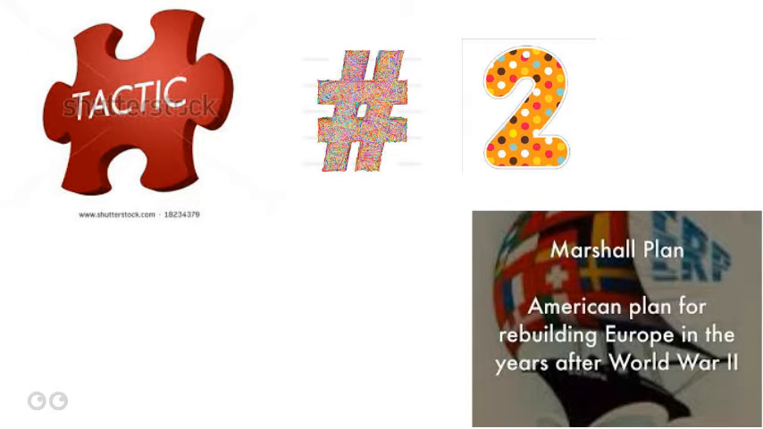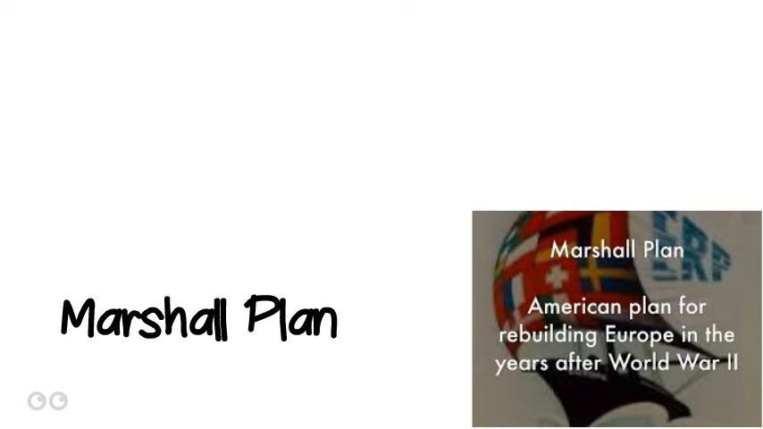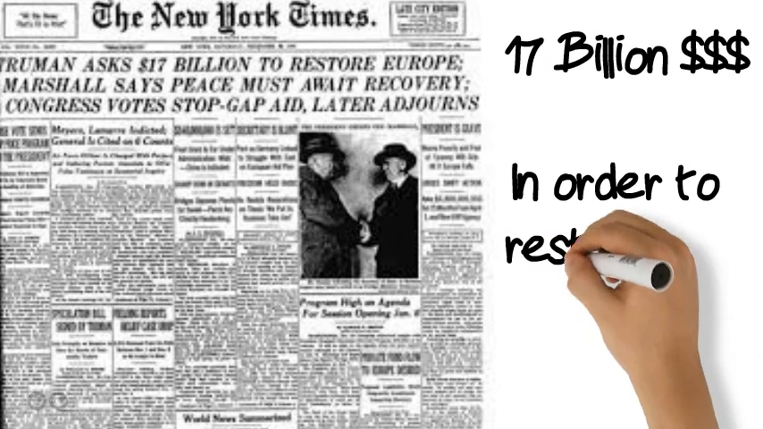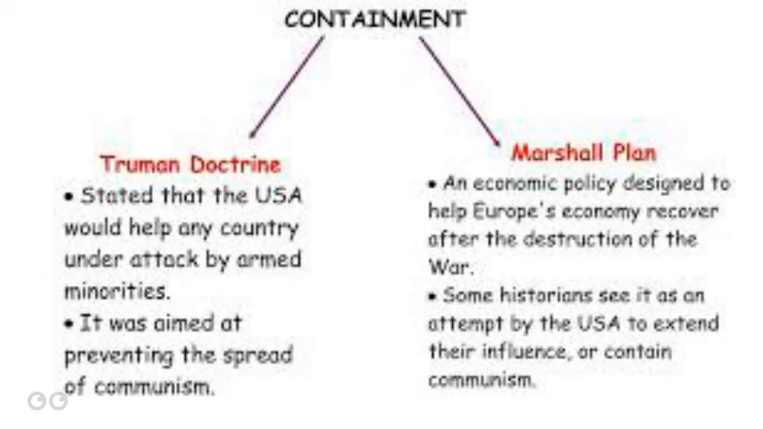The second tactic the United States used was called the Marshall Plan, and it was issued in 1947. The Marshall Plan was economic aid to the war-torn nations of Western Europe. This was an attempt to stop the spread of communism by building prosperous, strong European countries.